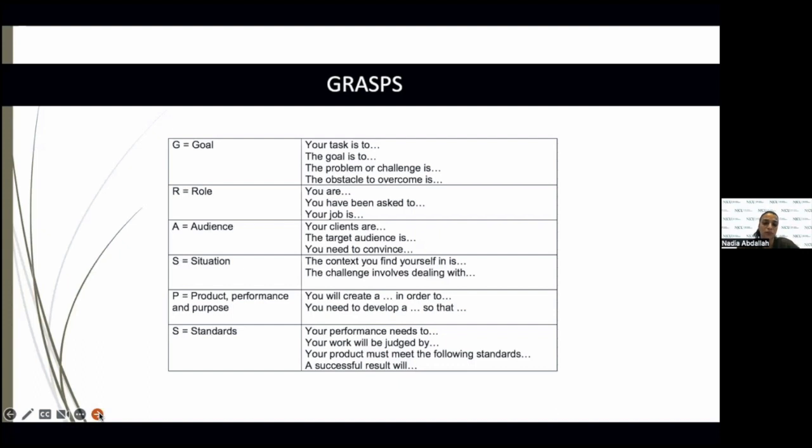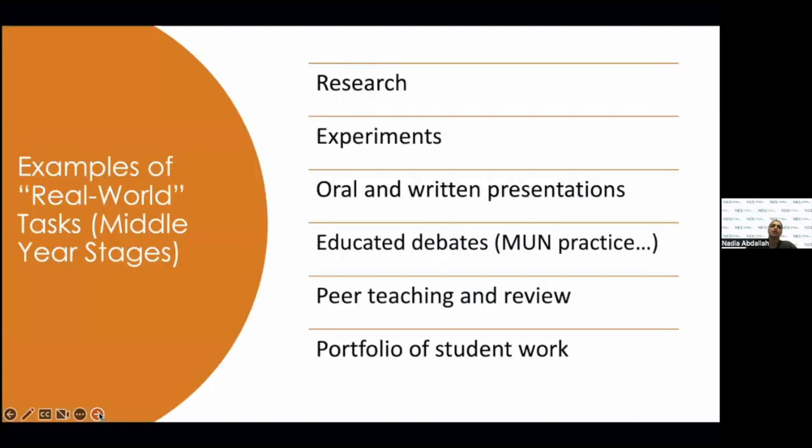You can give them three options. They can be a different person. Their first role could be a mother. Second role could be a mediator. Third role could be another character, right? So examples of real world tasks in the middle years: a lot of educators have students work on research projects, experiments, whether peer work or group work, oral and written presentations, MUN practice, such as educated debates, peer teaching and review, and portfolio of student work. So these are very, very important.